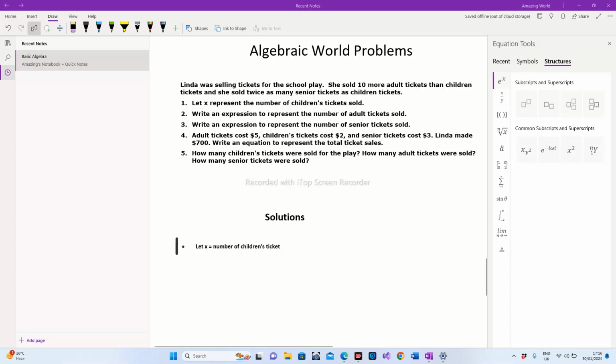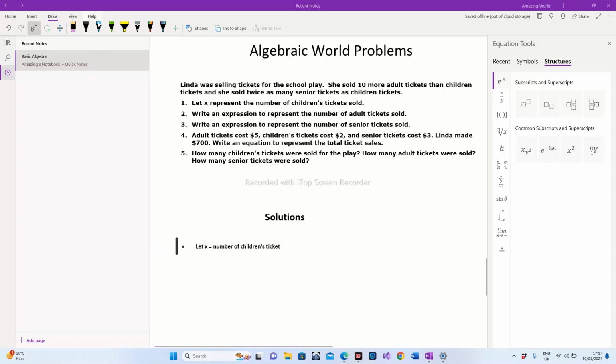Then how many children's tickets were sold for the play, how many adult tickets were sold, and how many senior tickets were sold. So the problem is a procedural one. We will solve it in bits. So for our first exercise, we are asked to let X represent the number of children's tickets sold. Since we are dealing with algebra, definitely we have an unknown variable, and we always say let the unknown variable be X. So for our first solution, we say let X be equal to the number of children's tickets.